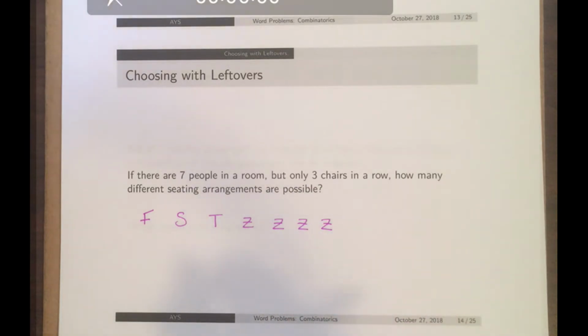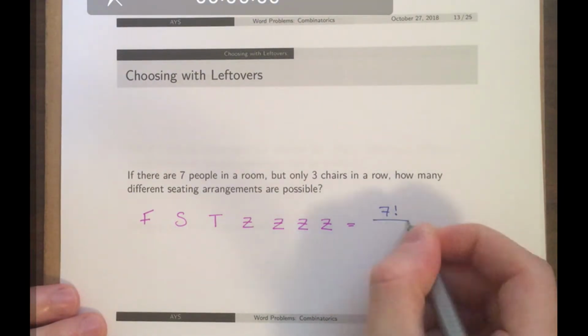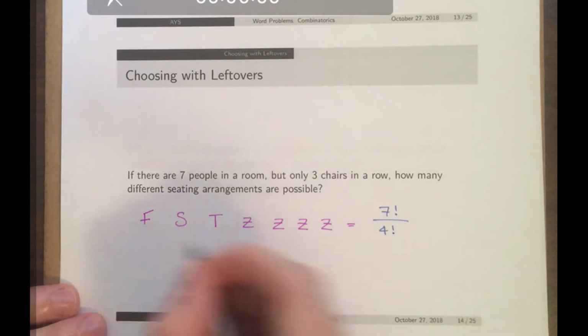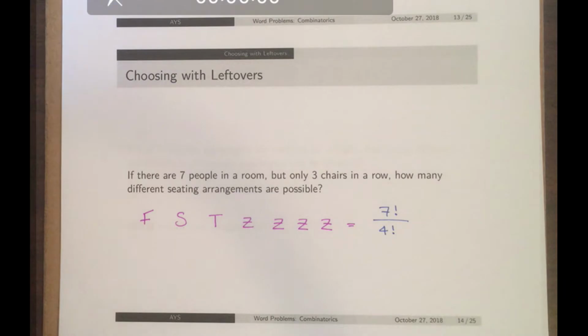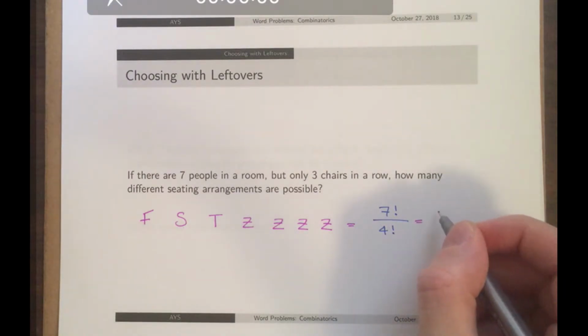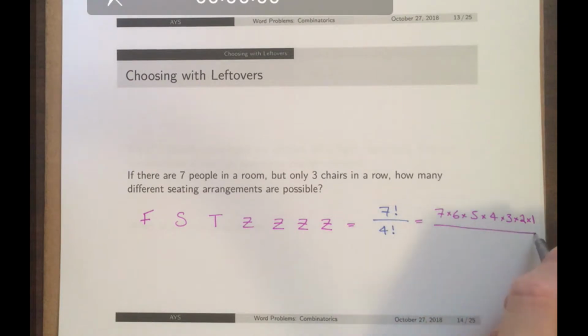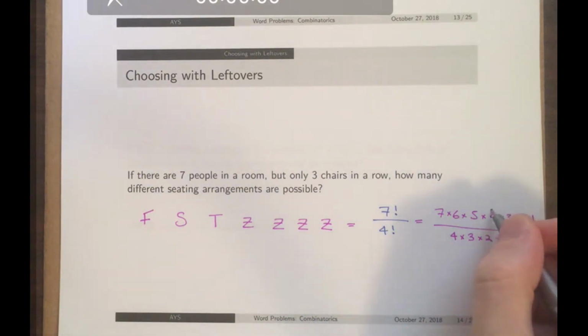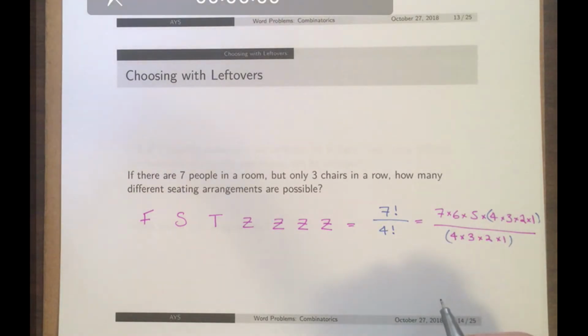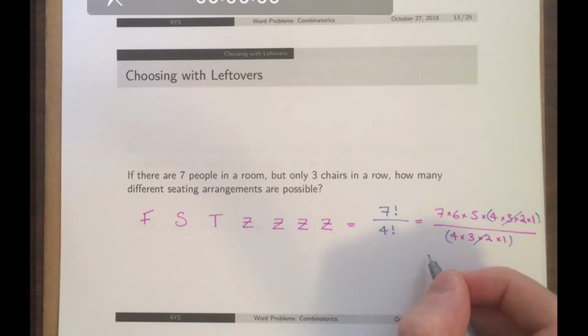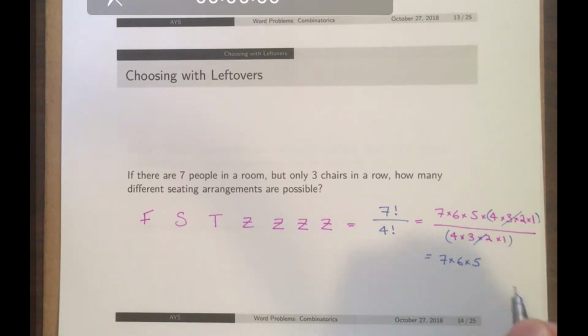And then the question is, how many possible choices are there for this anagram? So you say, well, there's 7 letters total, so that's 7 factorial. There's 4 repeats, the Z's. There's no repeats here. The F, S, and the T are not repeats. So you do 7 factorial over 4 factorial. So 7 factorial is 7 times 6 times 5 times 4 times 3 times 2 times 1. 4 factorial is 4 times 3 times 2 times 1. So you can notice that 4 times 3 times 2 times 1 is on the top and the bottom of the fraction, so you can just cancel it out. And really what the answer here is 7 times 6 times 5. 7 times 6 times 5, I think, is 210.